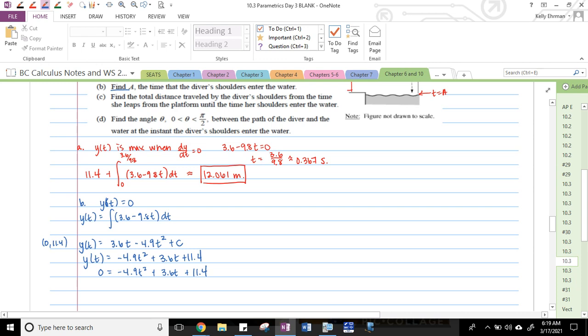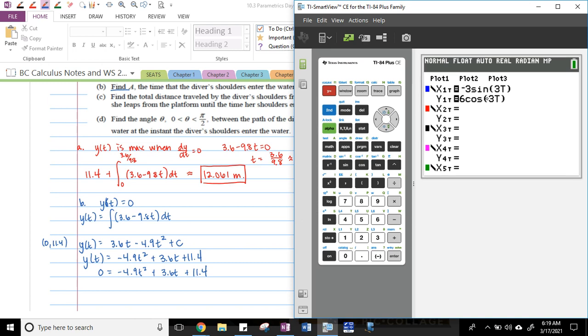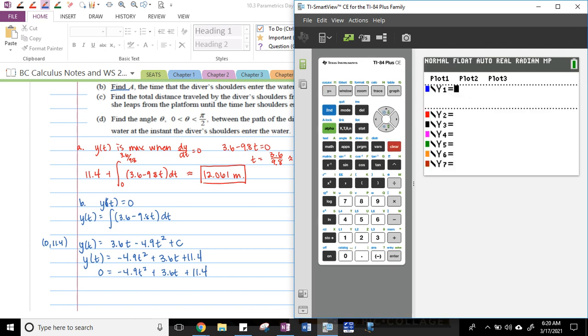All right, so I can graph it. I could use the quadratic formula, there's all kinds of things. I'm going to graph it because I wouldn't be graphing it in parametric mode; I'd have to switch modes. I just want to show you that if I want to graph something and find a 0, I've got to get back to function mode. So I'm going to type in negative 4.9x squared plus 3.6x plus 11.4. I could do the quadratic formula too, either way.